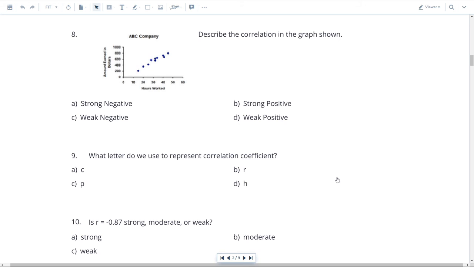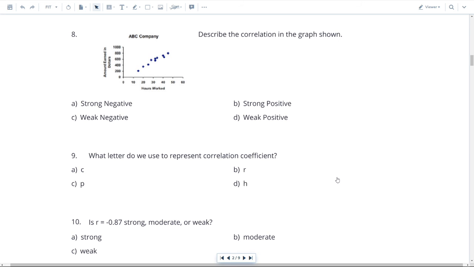Now r, just for the sake of argument, this goes into number 10, because only 72% of you got it right on number 10. R can be measured from negative 1 to positive 1, with negative 1 and positive 1 being perfect correlations, either a perfect negative correlation or a perfect positive correlation. R equal to 0 would be absolutely no correlation whatsoever. That would be the weakest.